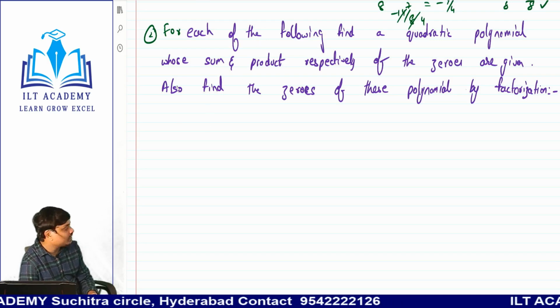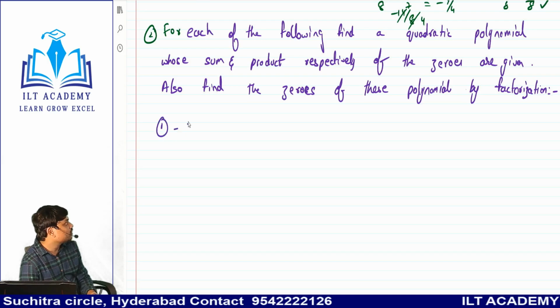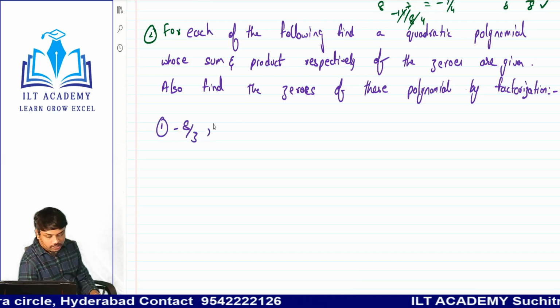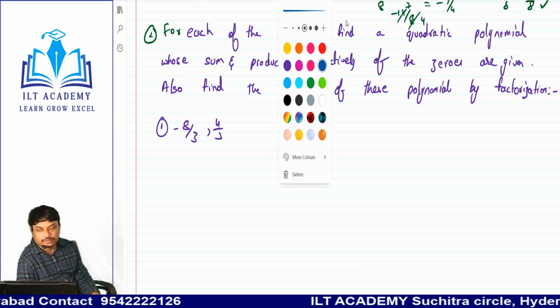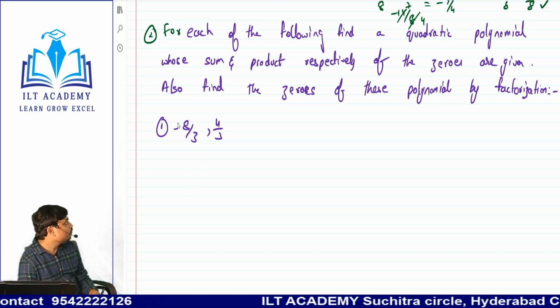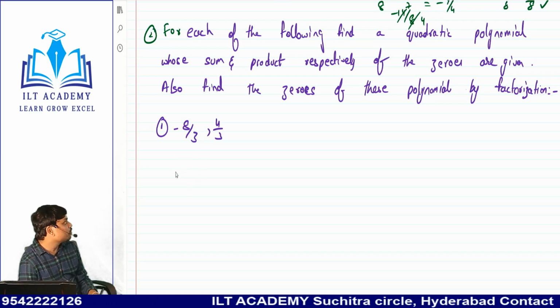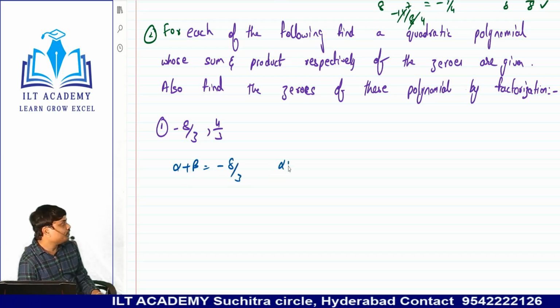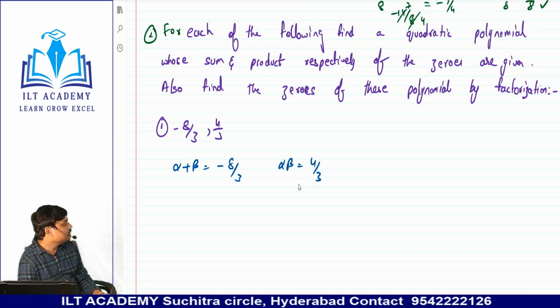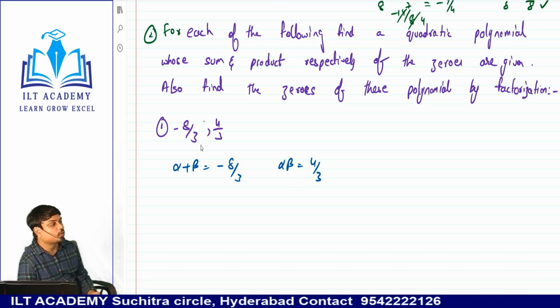Now see, first let us understand the question. The first one is what? Minus 8 by 3 comma 4 by 3. This is what? Sum of the roots. Alpha plus beta is given as what? Minus 8 by 3. Alpha beta is given as what? 4 by 3. Now how to find the quadratic polynomial using this?